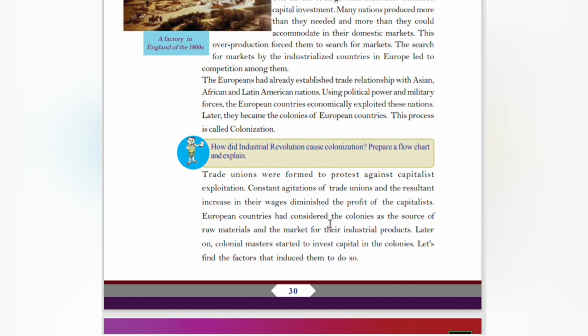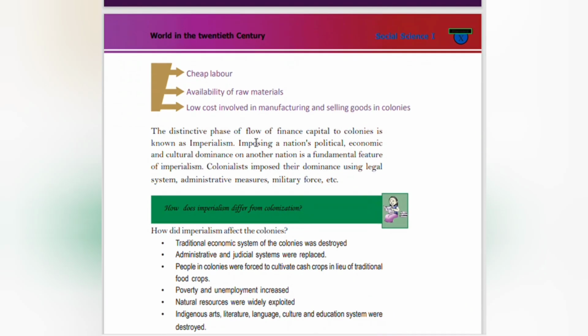European countries had considered the colonies as the source of raw materials and the market for industrial products. Later on, colonial masters started to invest capital in the colonies. Let's find the factors that induced them to do so: cheap labor, availability of raw materials, and low cost involved in manufacturing and selling goods in colonies. This distinctive phase of flow of finance capital to colonies is known as imperialism. Imposing a nation's political, economic and cultural dominance on another nation is a fundamental feature of imperialism. Imperialists impose their dominance using legal systems, administrative measures, military force, etc.